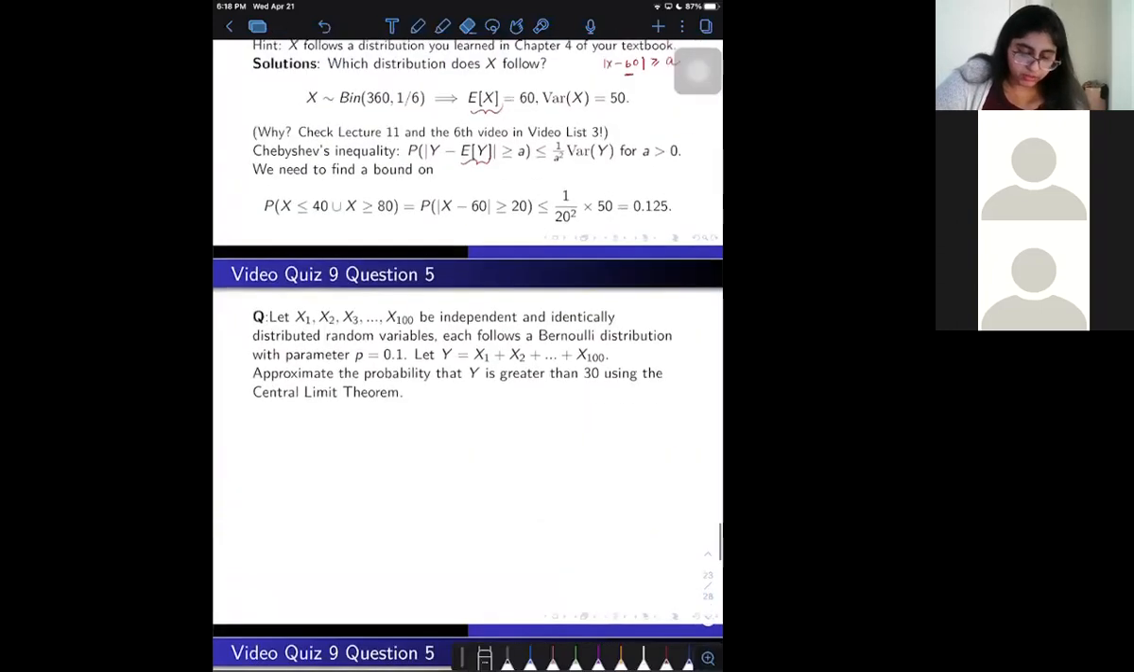Question 5 from video quiz 9. This one is a little bit complicated. We have 100 independent and identically distributed random variables, X1 to X100. Each of these variables follows a Bernoulli distribution with parameter p as 0.1. Let Y be the sum of all these. Then approximate the probability that Y is greater than 30 using the central limit theorem.